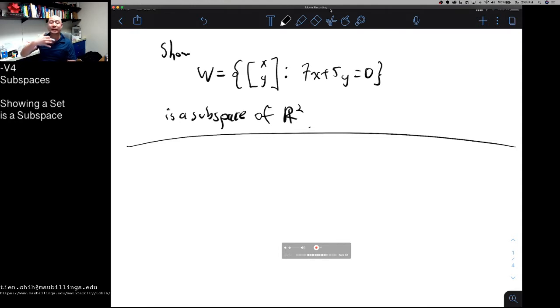And so if we want to show that it's a subspace of R squared, we need to show two things about it. One, that it's closed under vector addition, meaning if I pick any two vectors and I add them together, that vector is still something that lives in W. And similarly, scalar multiplication, meaning I take any one of these vectors, I scale it however I want to scale it, and the resulting thing still also lives in W.